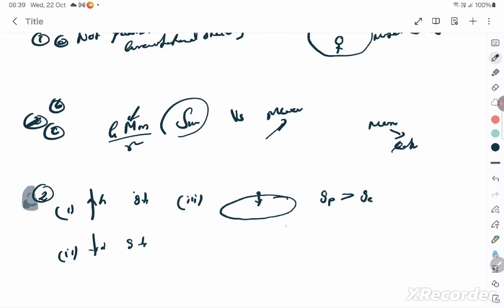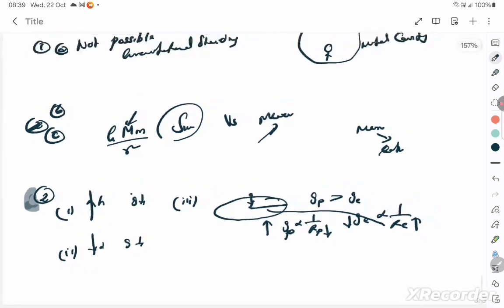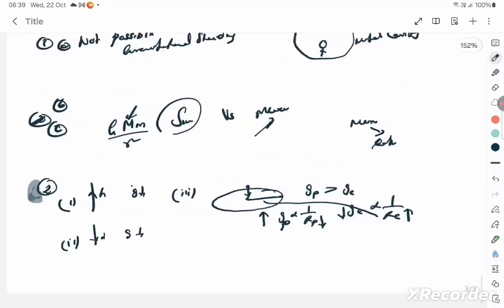Let's see, gravity at the pole is inversely proportional to Rp squared. Gravity at the equator is inversely proportional to the radius Re squared. Rp is lesser, so gravity at the pole is definitely greater than gravity at the equator, because the radius of the equator is bigger. The gravity at the equator will be lesser. So we can say that the effect of gravity is greater at the poles. That answers the next question.